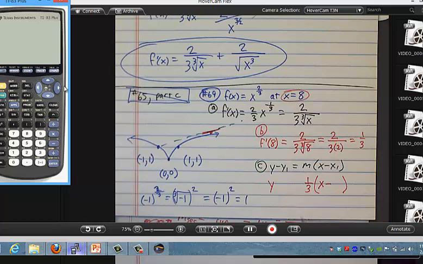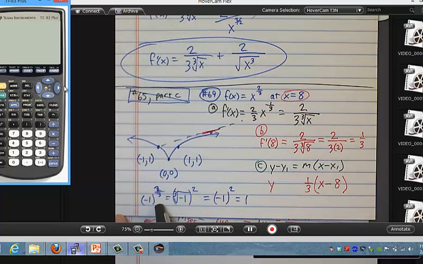I know what to put in for x1. What would you put, Matt? 8. Put your 8. They gave me 8. What about y1? You have to plug it into the original function to get the y value. Okay. So we're going to do 8 to the 2/3 power. And that can be an issue. Do you guys know? I showed you how to do -1 to the 2/3 power.